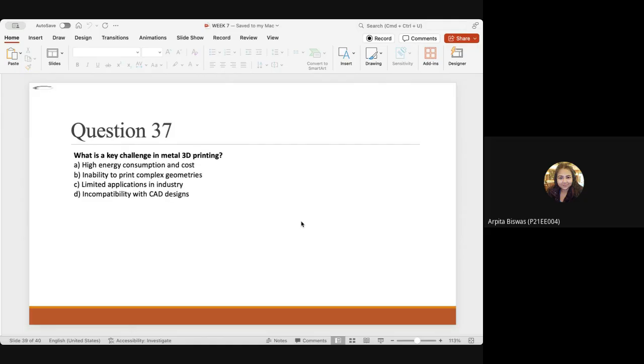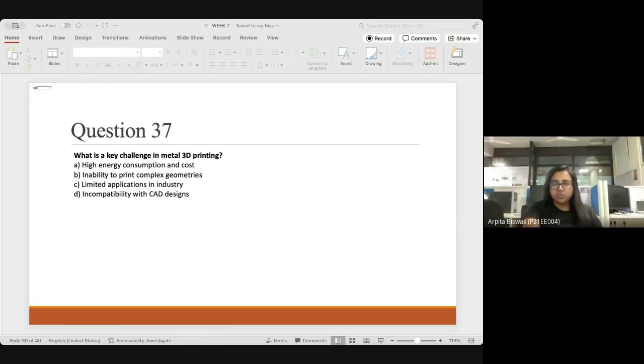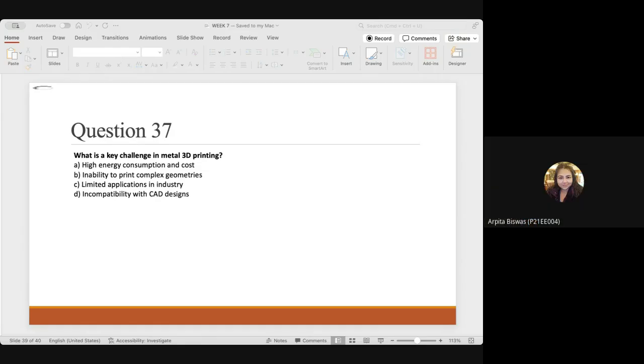Okay. Next, question number 37. What is a key challenge in metal 3D printing? First option is high energy consumption. Second option is the inability to print complex geometries. Option C is limited application in industry. And option D is incompatibility with CAD design. So, what is the right option? Question number 37. The right option is option A, high energy consumption and cost.